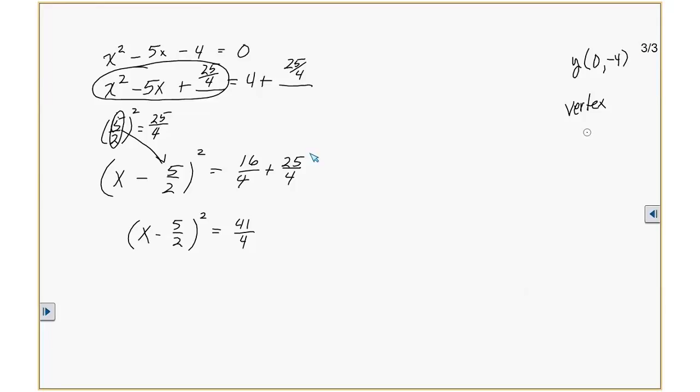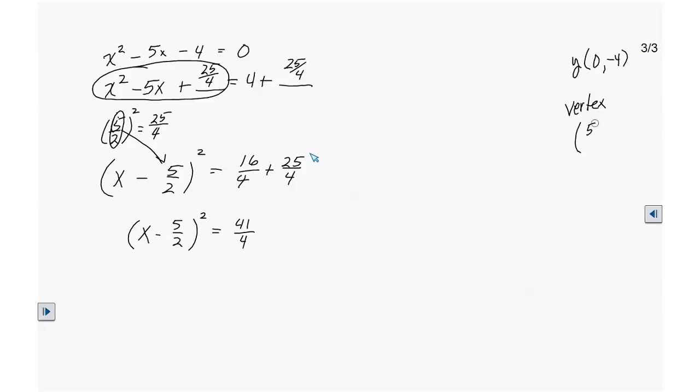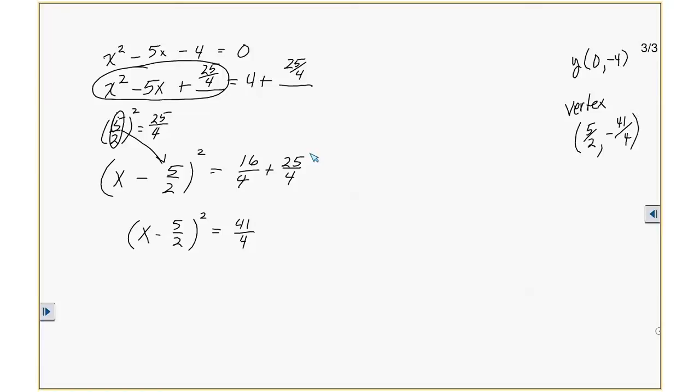The vertex is 5 halves, comma, negative 41 fourths. I've never done this long. I just don't understand how you get the vertex. You just take the opposite of these two numbers. I can do that every time. You don't understand how the vertex.